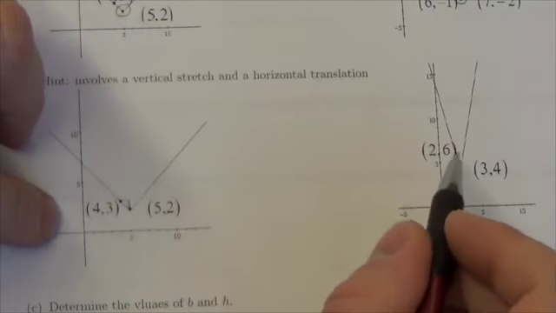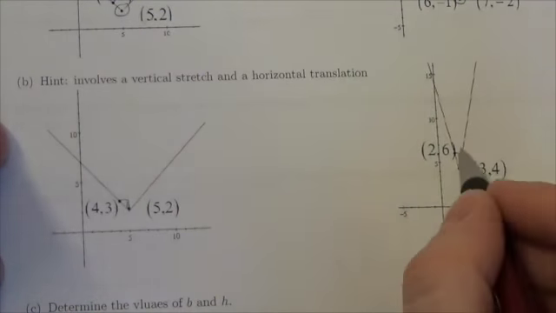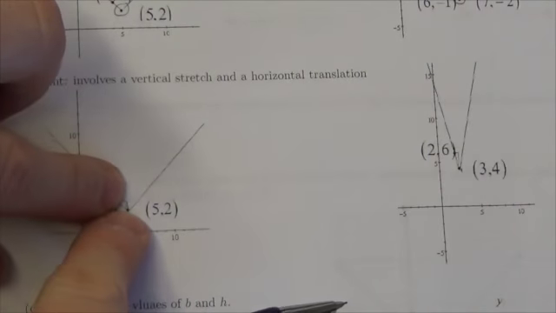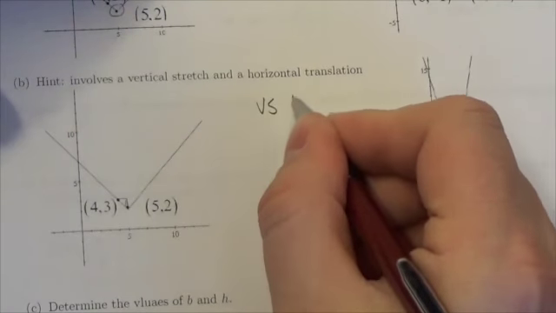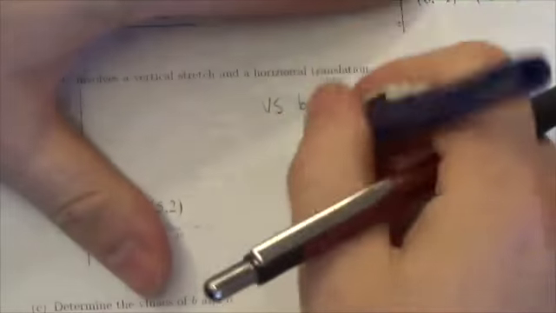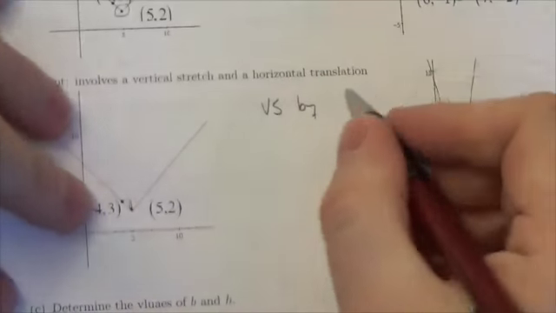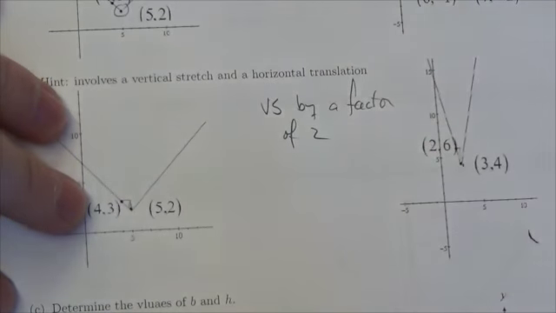1 over, 1 over. But now, instead of going 1 down, to go from 6 to 4, I have to go 2 down. So that distance right there has doubled. So there has been a vertical stretch by a factor of 2. Actually, I should write that all out there. By a factor of 2.